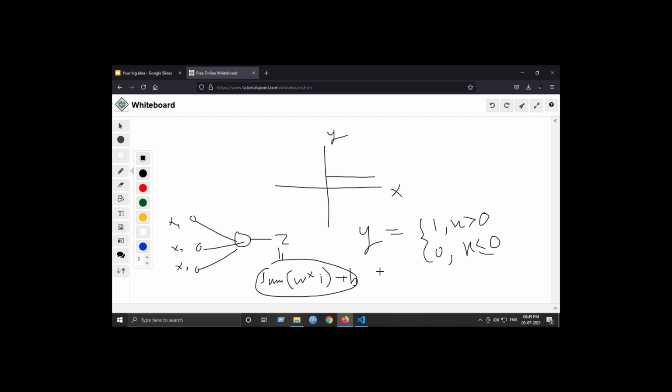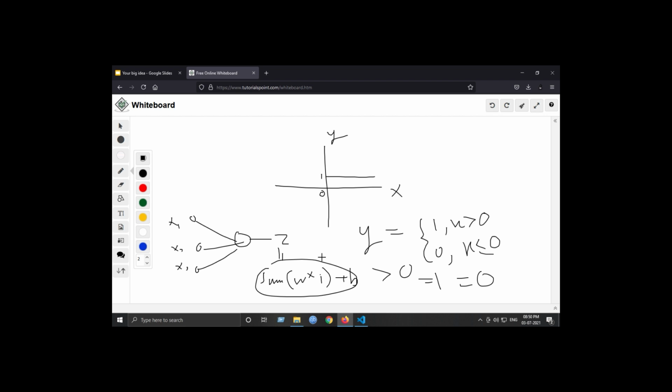So if this value is greater than 0, then the output will be 1. Else, if it is less than or equal to 0, it will be considered as 0. So this is what our step function does. It means that if the neuron's output value, calculated by this formula, is 1, the neuron fires. And if the output value is 0, then the neuron doesn't fire. That is, the output is 0.